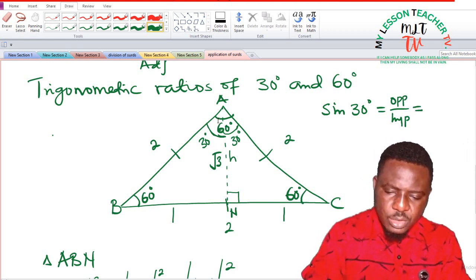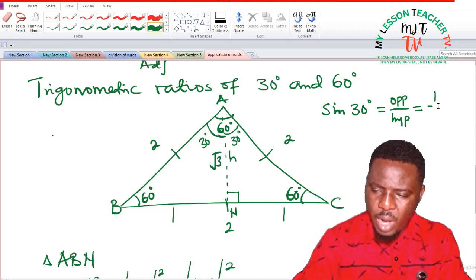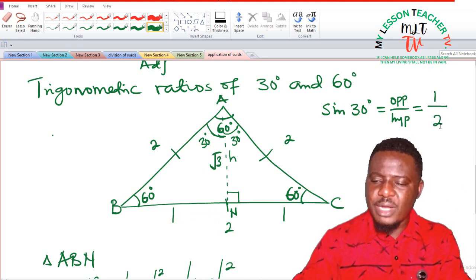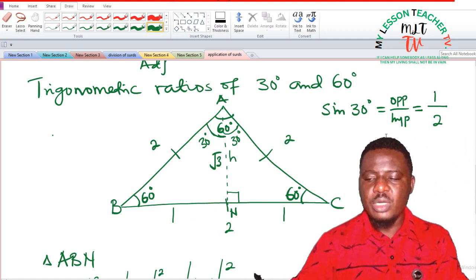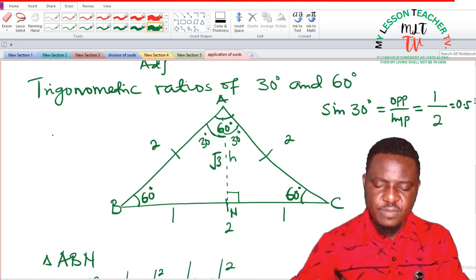And where is the opposite side to angle 30? Is said to be 1. So sine 30 degrees is said to be 1 divided by the hypotenuse side, which is 2. So 1 divided by 2 is equal to sine 30. You can as well punch your calculator to confirm it, and it gives you 0.5. So you put it as 1 over 2 or 0.5.